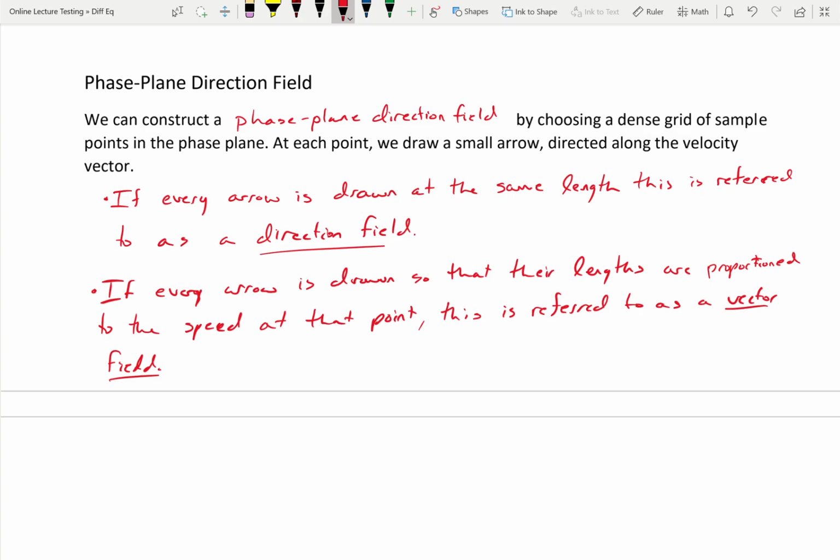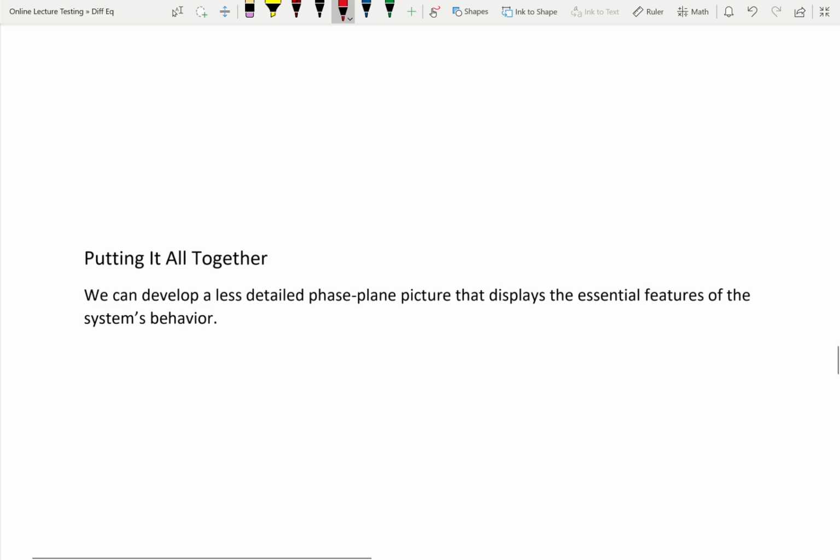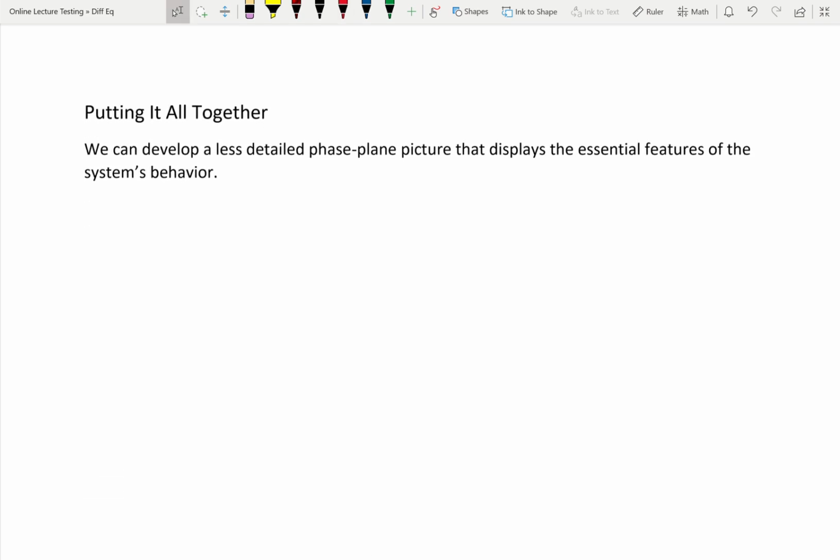However, with the direction field, we can say, okay, here's all these points, they all have the same length, we're good to go. Bad thing is we can't see the level of intensity that they are speeding up or whatnot. So that can cause issues as well. So putting it all together, we can develop a less detailed phase plane picture that displays the essential features of the system's behavior. And so one thing that we're going to do with this is introduce the idea of null clines.